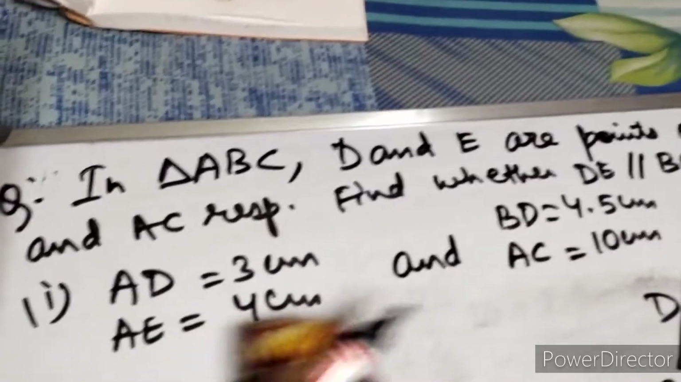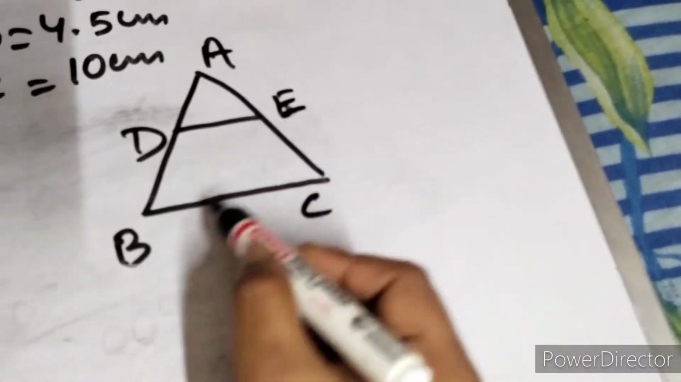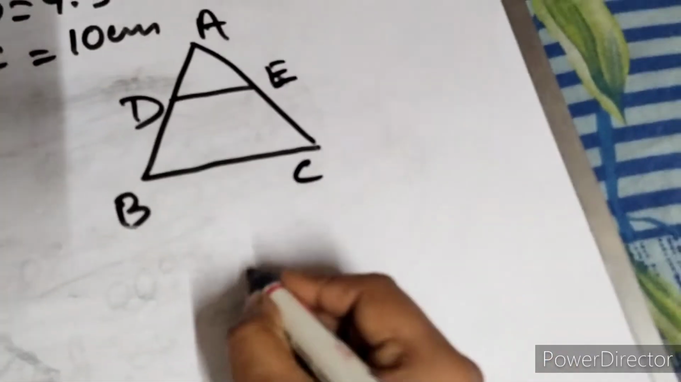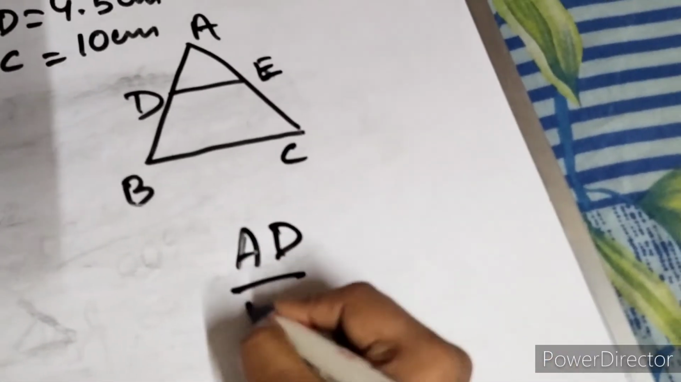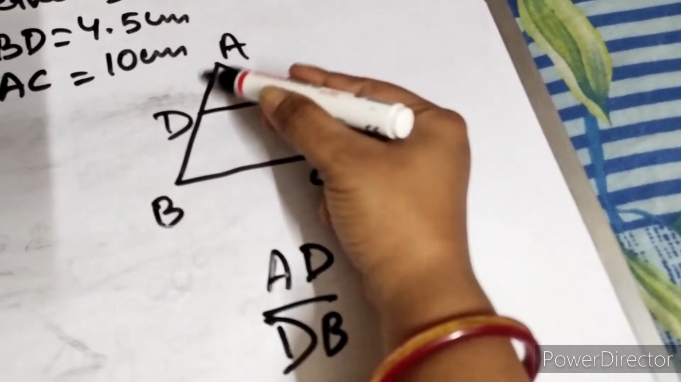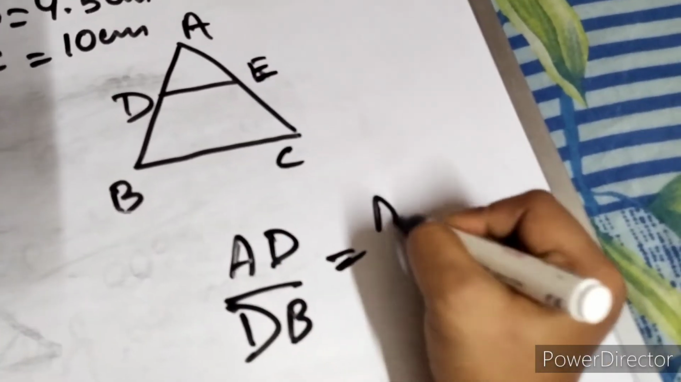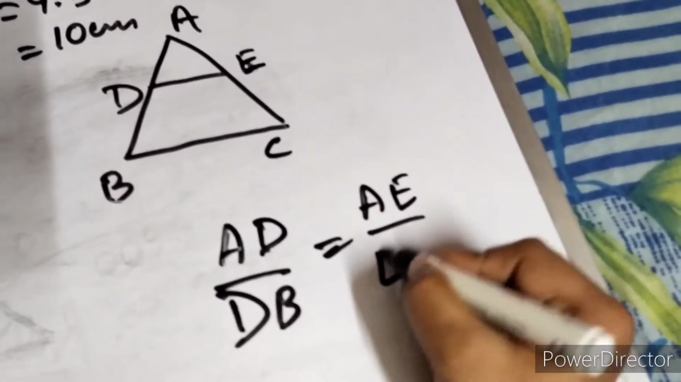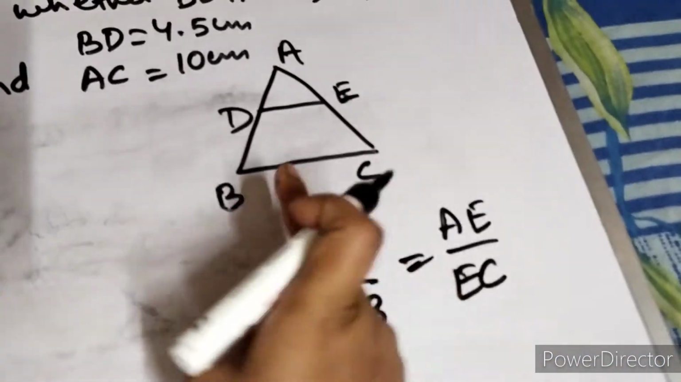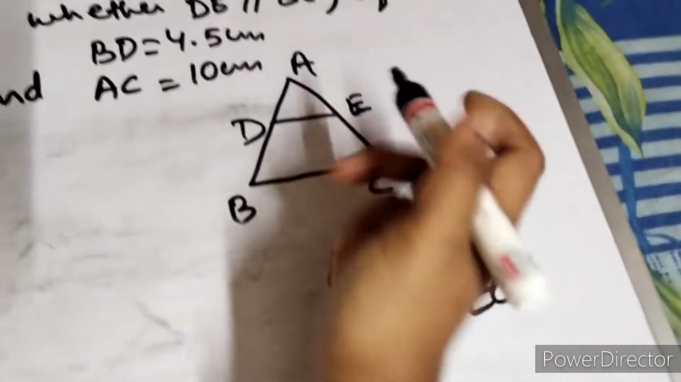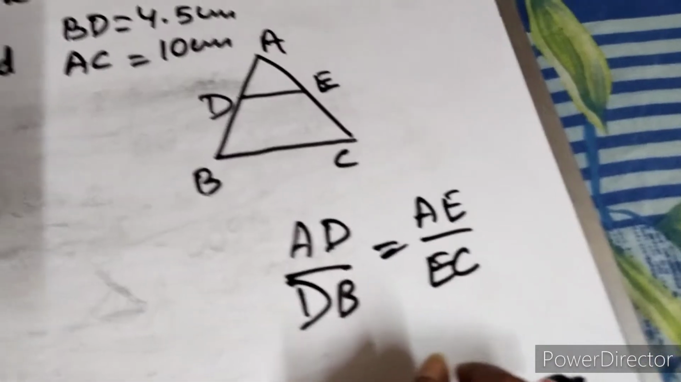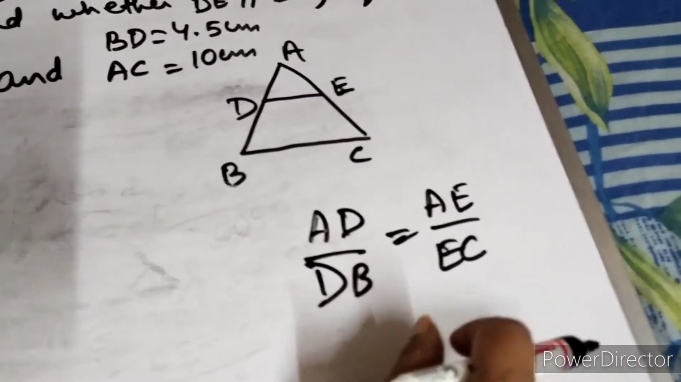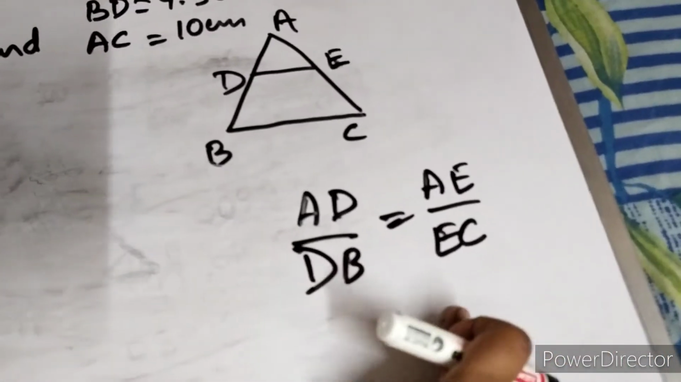Now in the converse theorem, what have we learned? In the converse theorem, we have learned that DE and BC will be parallel only if AD by DB, meaning this portion by this portion, is equal to AE by EC, isn't it? If this ratio is equal, then only DE will be parallel to BC. Just now in the converse of the Thales theorem, we have learned if these two ratios are equal, then only DE will be parallel to BC.